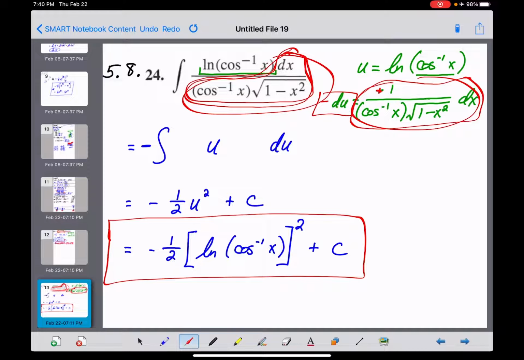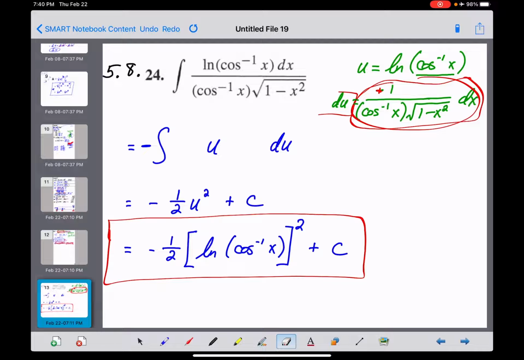So the moral of the story, guys, what I want you to take from this is that when your integrand is a rational function, meaning it has variables on both the top and the bottom, usually you let u come from the denominator. But if the numerator contains a natural log, then in that case, you very often want to let u come from the natural log of whatever you have up there in the numerator. So that's the big takeaway from problem 24.